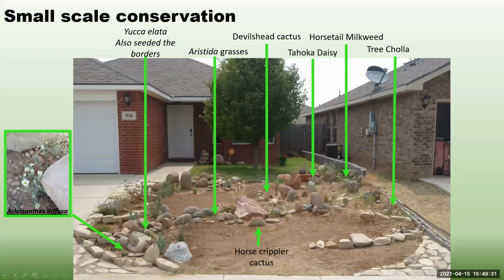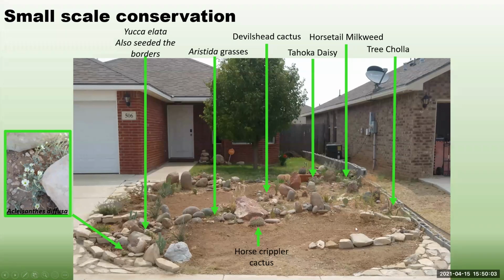I integrated a lot of native plants, including Yucca elata. Red yuccas go up this way. Various grasses. Grasses are important for male bees because they are not going to be in a nest. They normally hang out in vegetation. And they also provide seed for some of the birds. Devil's head cactus, lots of varieties of cactus that I was able to rescue before bulldozers went through. Tahoka daisy, horsetail milkweed is planted up here, and tree cholla.